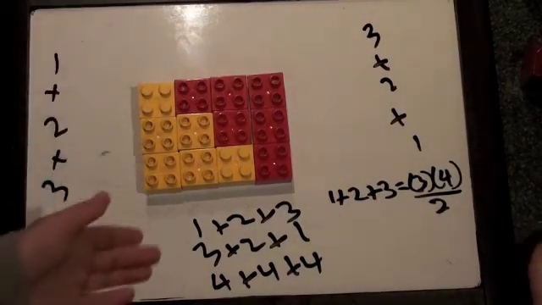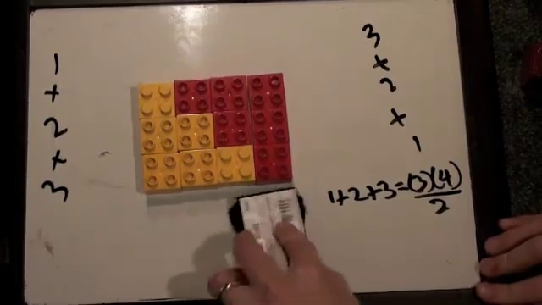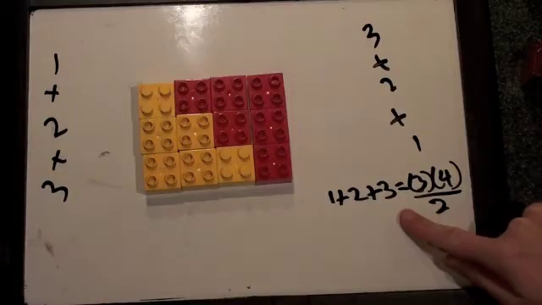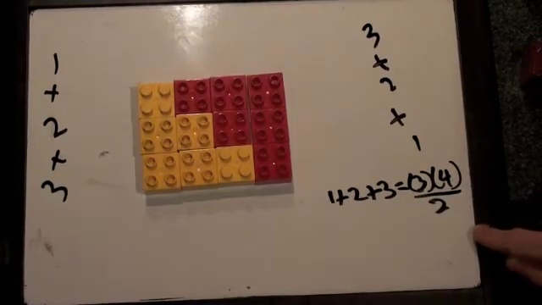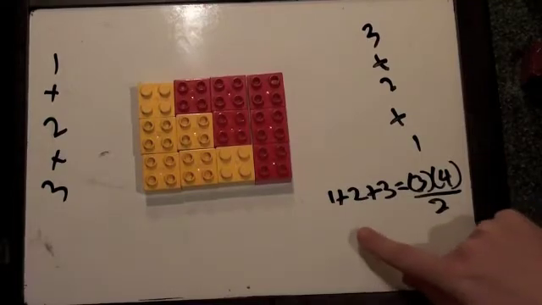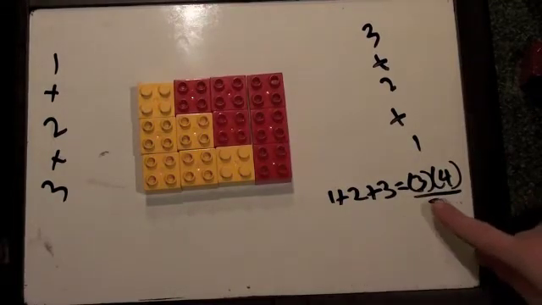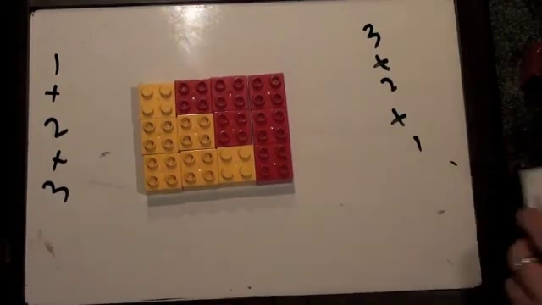So let's see if we can do the same for 1 plus 2 plus 3 plus 4, and let's see if we can see the pattern. If this pattern continues, 1 plus 2 plus 3 plus 4, we're hoping we see that this is 4 times 5 divided by 2. Do you see why? Because 1 plus 2 plus 3 was 3 times 4 divided by 2, and if we increase it by 1, we're hoping we're going to see that it's 4 times 5 divided by 2. You ready?